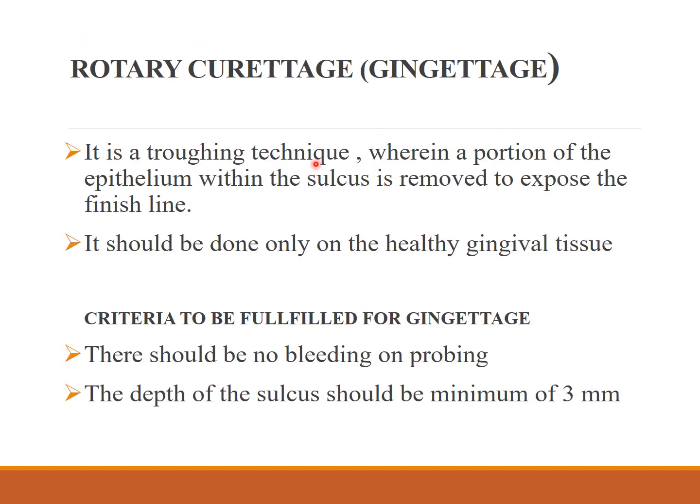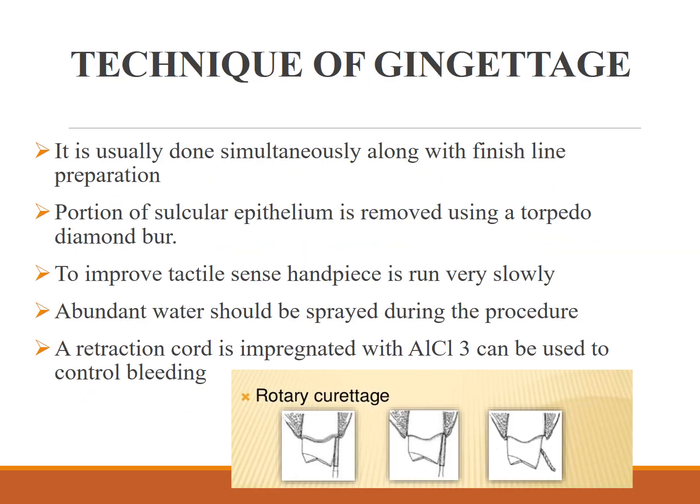Rotary curettage is a technique wherein a portion of epithelium within the sulcus is removed to expose the finish line. It should be done in healthy gingival tissues. The criteria are that there should be no bleeding on probing, and the depth of the sulcus should be within limits. The technique of rotary curettage is usually done simultaneously along with the finish line preparation.